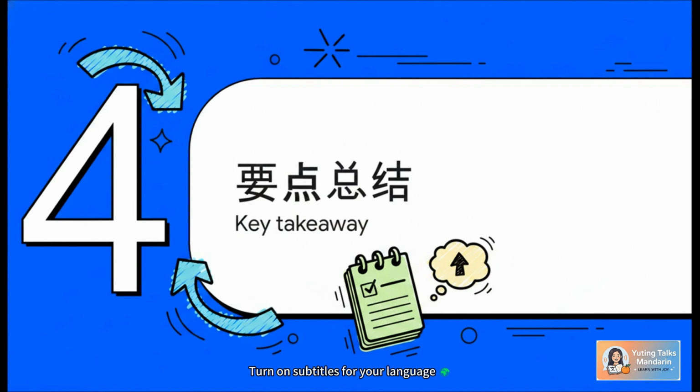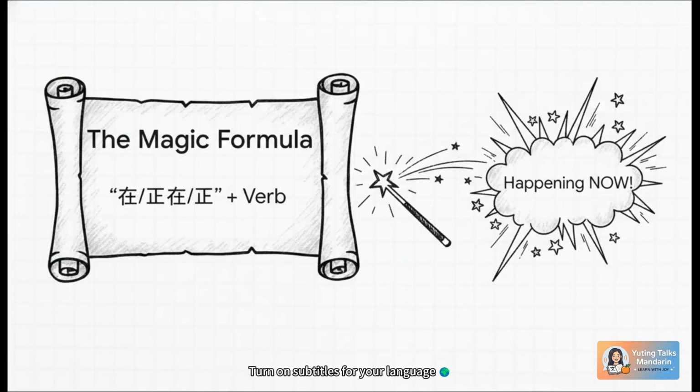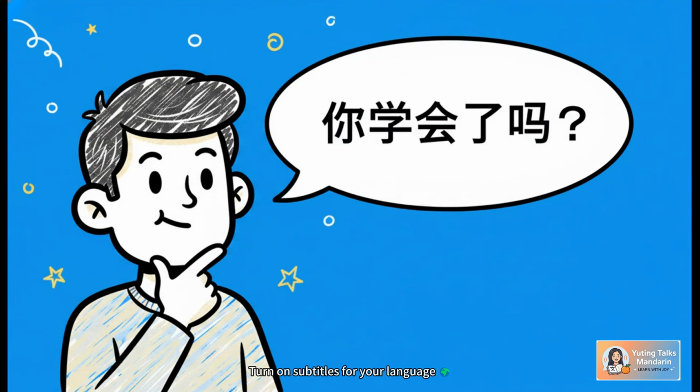Okay, so we've covered the basic structure and looked at a couple of real-world examples. Let's just wrap this up with the most important thing you need to remember. Honestly, it all boils down to this one simple rule. If you want to say something is happening right now, you just grab one of our magic words, 在, 正在, or 正, and stick it right in front of the verb. That's it. It really is that simple. And just like that, you've nailed a totally fundamental piece of Mandarin grammar. Seriously, you're doing awesome. So how do you feel? 你学会了吗? Have you got it?